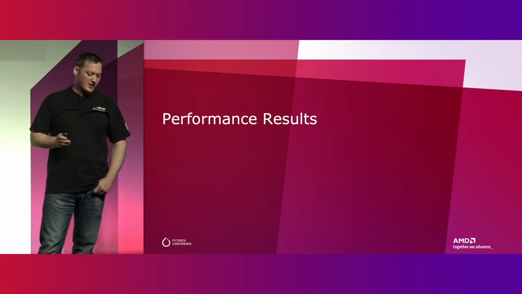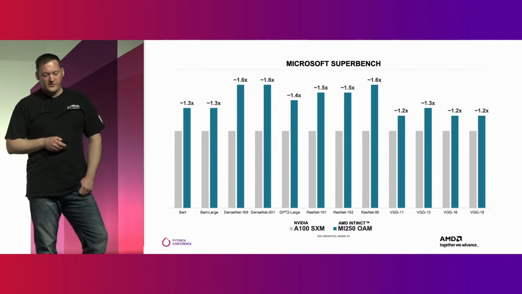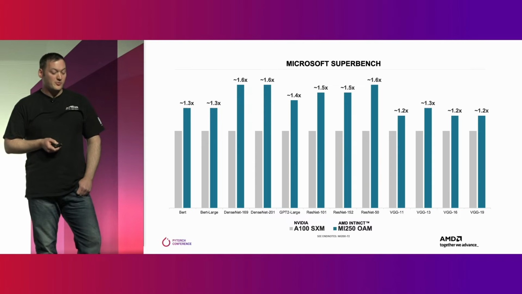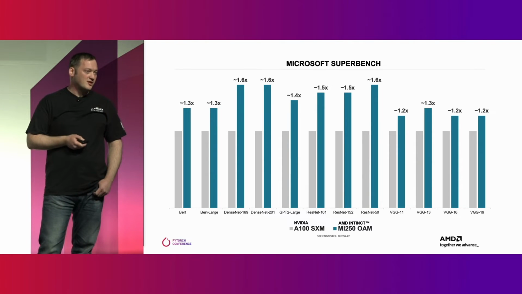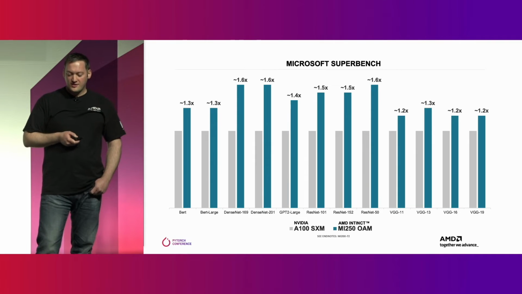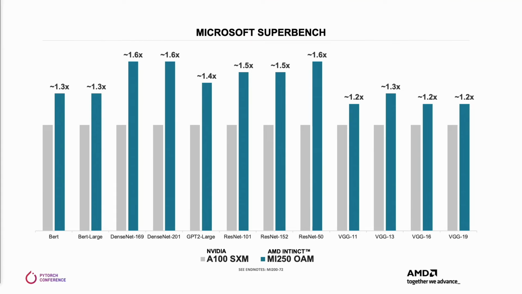All right, I showed you how it works. Now let's see how fast it runs. We've used Microsoft's Superbench version 0.6 to collect these performance results. Superbench is a validation and profiling tool for AI infrastructure, which supports, among other things, workload benchmarking and profiling. So we've used it as a test harness to run some Hugging Face workloads, as well as some Torch Vision workloads. So these results feature our AMD Instinct MI250 128 gigabyte Open Accelerator Module, or OAM.